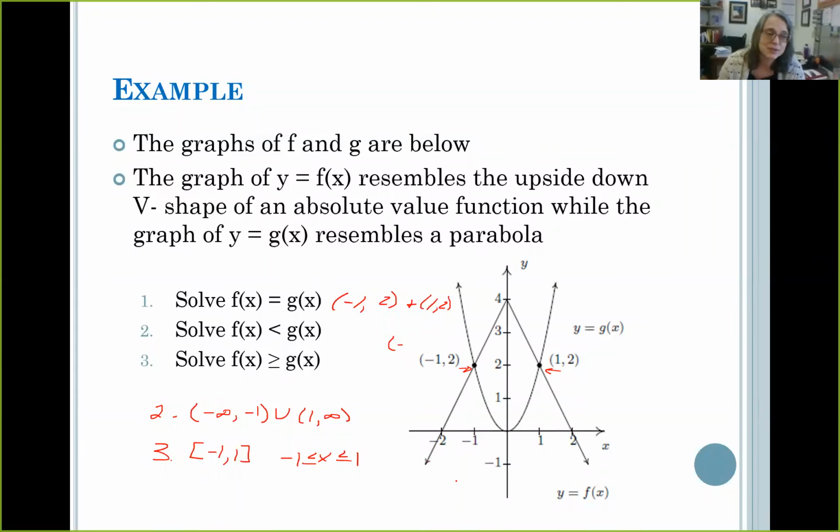These types of problems, especially when you do them graphically, are really common sense. There's nothing really hard or magical about this.